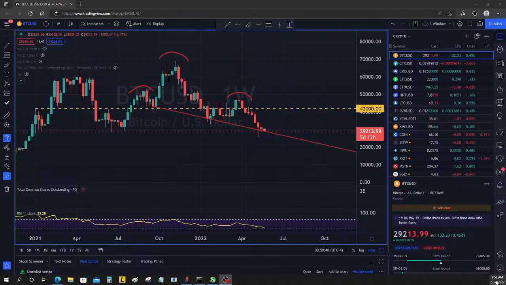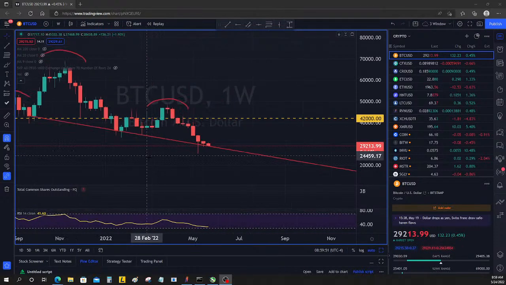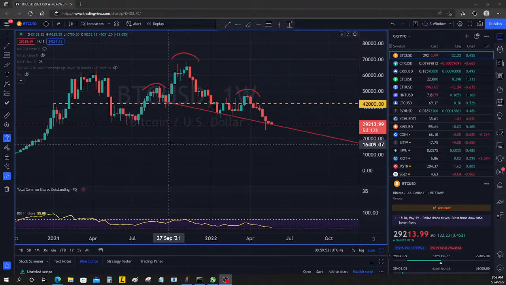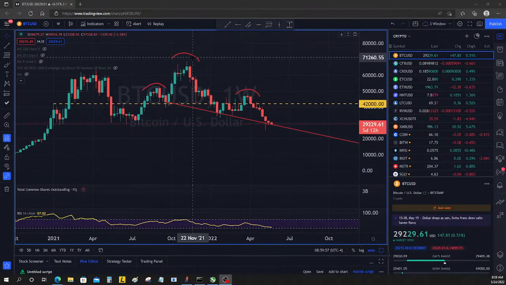Now, today I am starting with Bitcoin. What I'm seeing here is a head and shoulders pattern. I happen to really like head and shoulders patterns because when they really finally play out, in a good head and shoulders pattern, it's a reversal pattern.